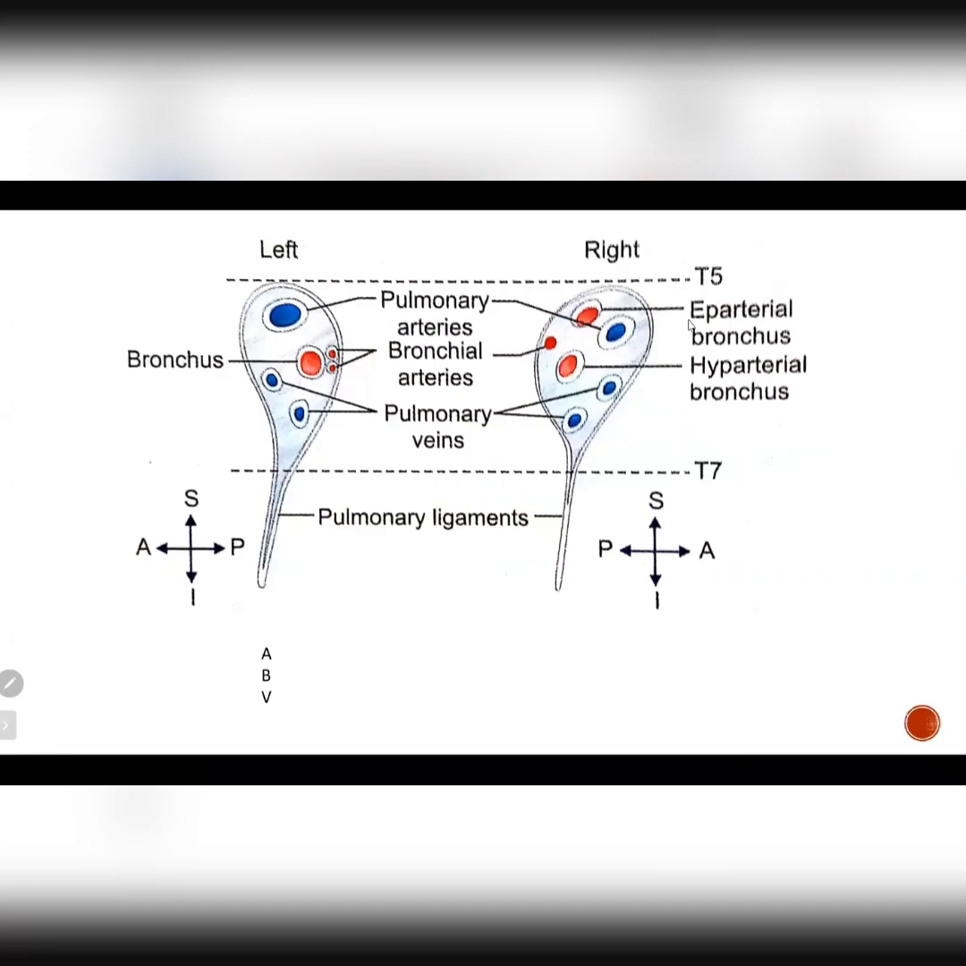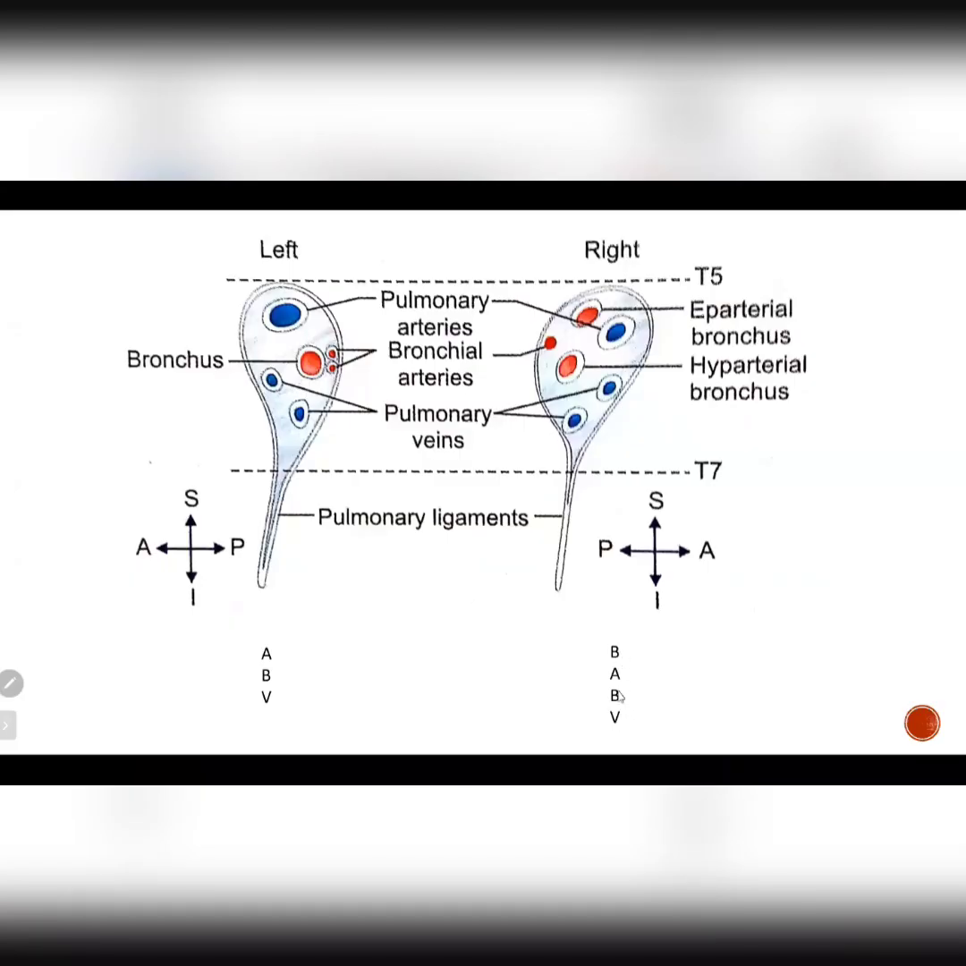If you know the anatomical term, epi means superior to and hypo means inferior to. So the bronchus, which is above or superior to the pulmonary artery, is called eparterial bronchus, and the bronchus, which is inferior to pulmonary artery, is called hyparterial bronchus. So how to remember this as an acronym? Remember, left lung was the question, are boys vegetarians? Whereas the right lung says the answer, which is boys are born vegetarians.